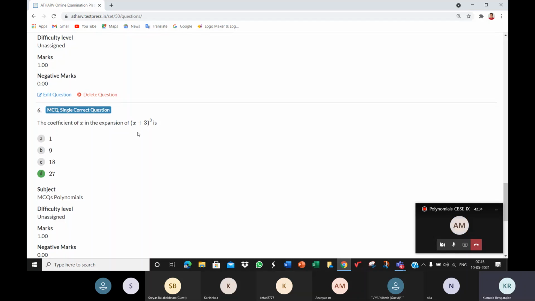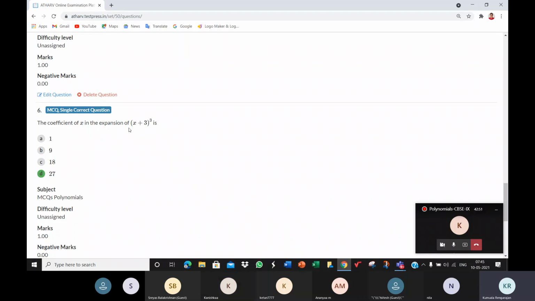So here we have to expand. What's the identity? A plus b the whole cubed. What is a plus b the whole cubed? A cube plus B cube plus 3A square B plus 3AB square. 3ab squared, and that's it.